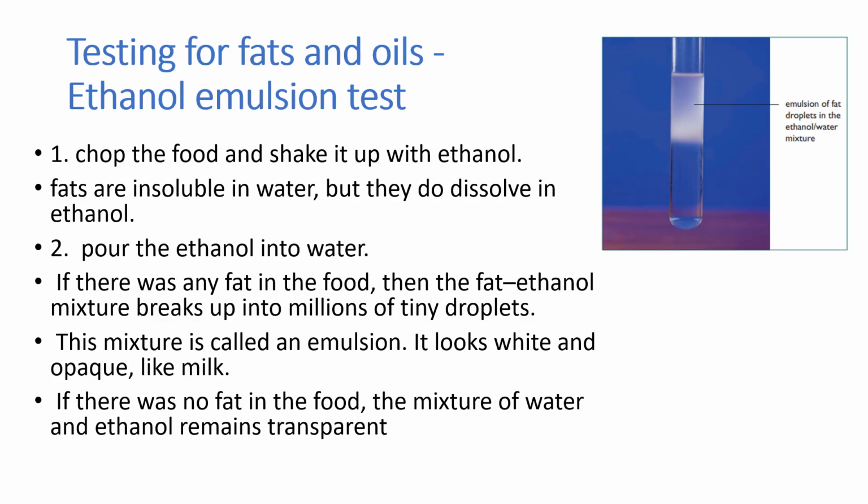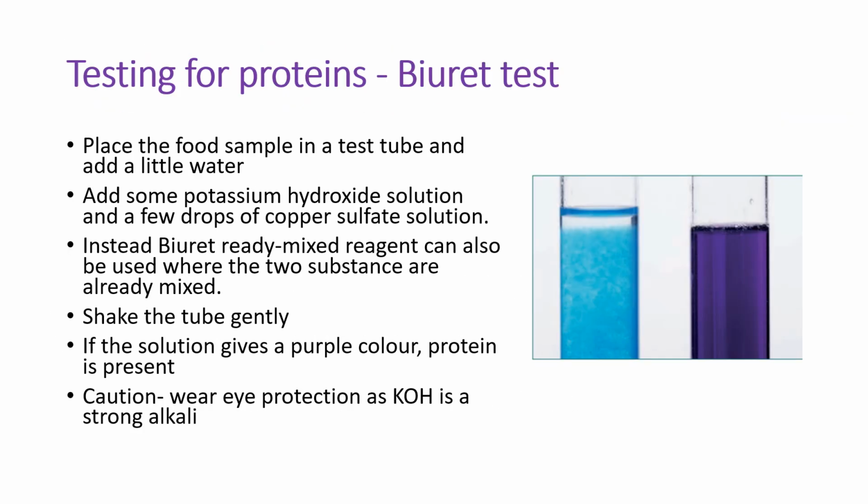You can clearly see the white color emulsion, how it looks like in the diagram. This is because the fat ethanol mixture breaks up into millions of tiny droplets. So this white color opaque milk-like mixture is called an emulsion. If there was no fat in the food, the mixture of water and ethanol remains transparent.